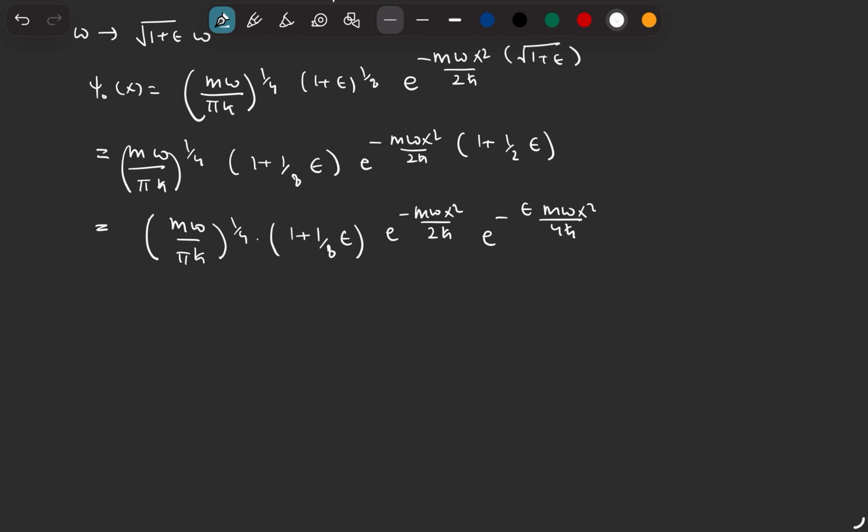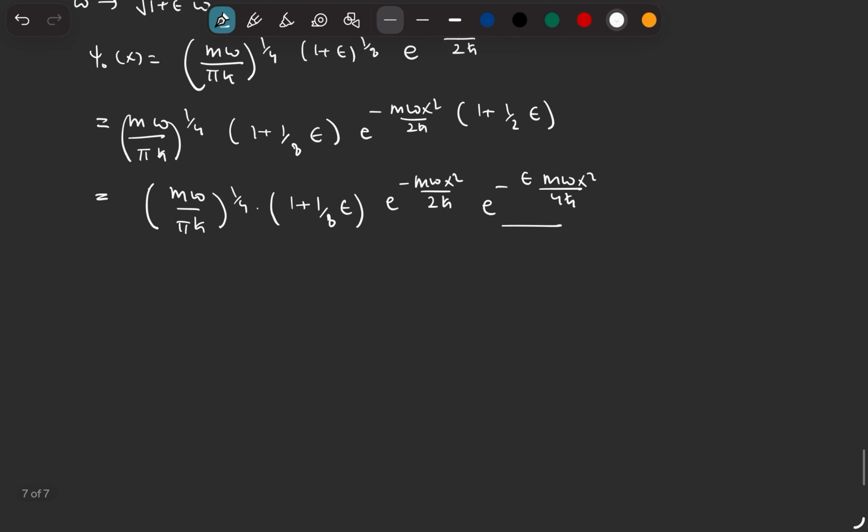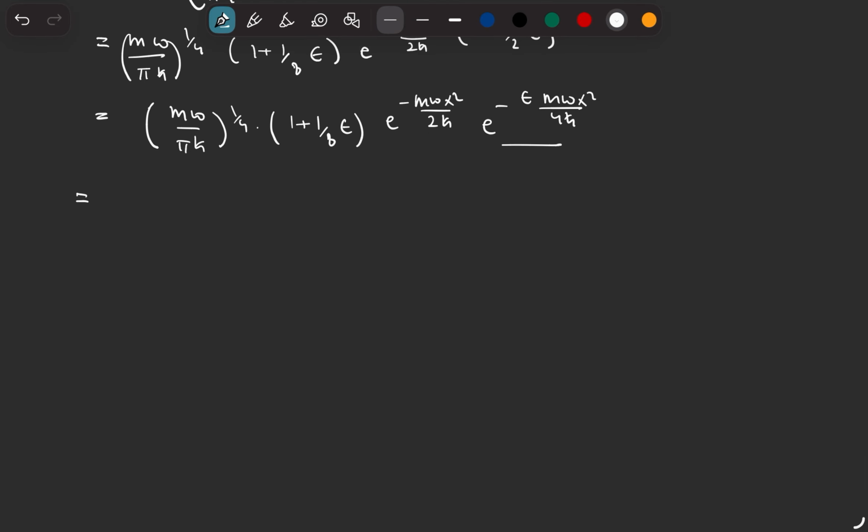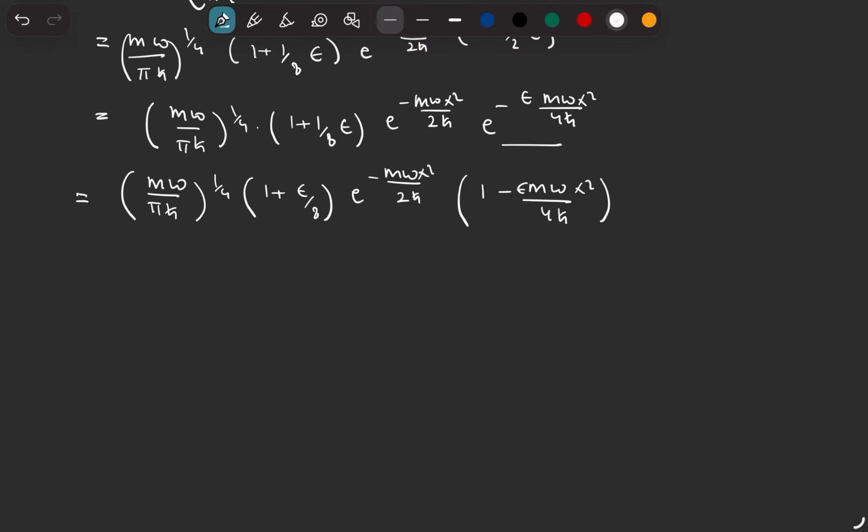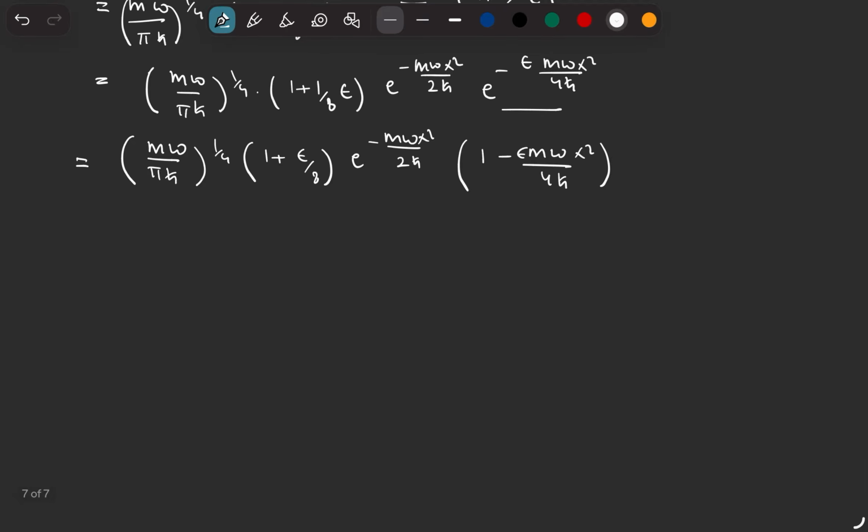Now again I have to do the Taylor expansion for this, and that will be (m omega upon pi h bar) to the power 1 by 4, 1 plus epsilon by 8, and this is e to the power minus m omega x squared upon 2 h bar, and then we have 1 minus m omega x squared, obviously epsilon here, upon 4 h bar. Great. So let's get the terms first order in epsilon, and we will leave the terms of epsilon squared.